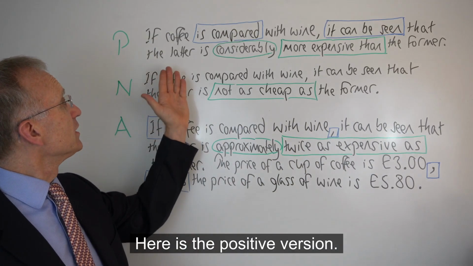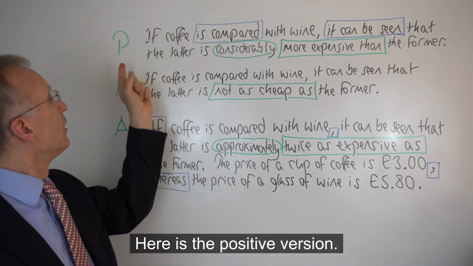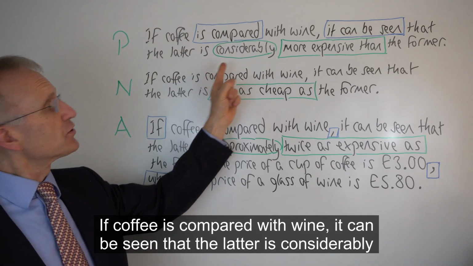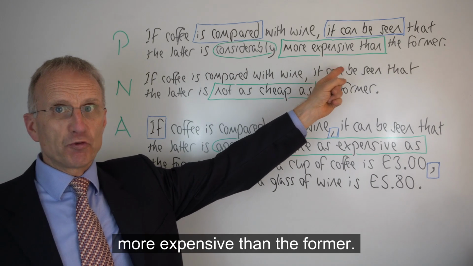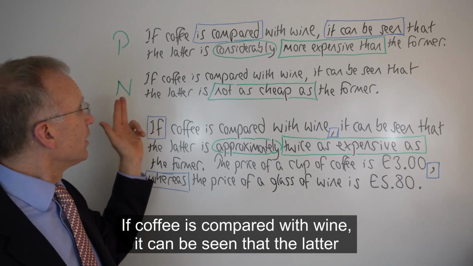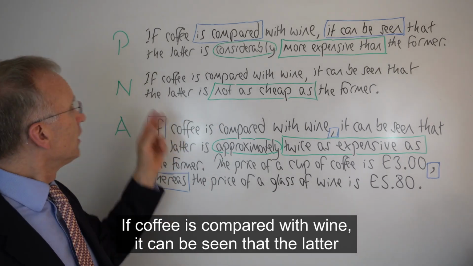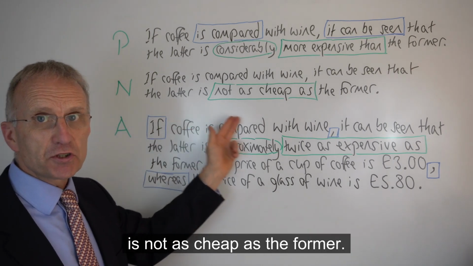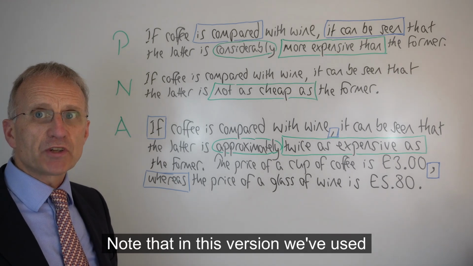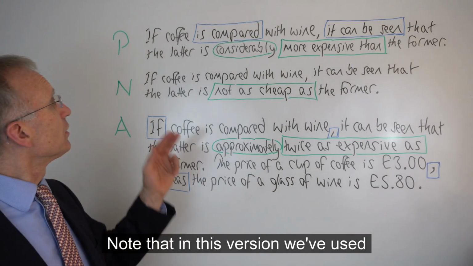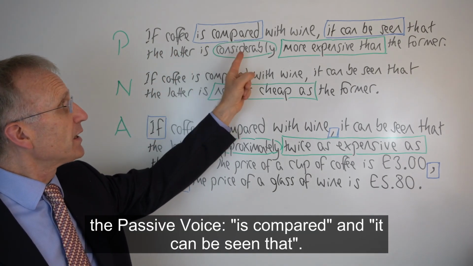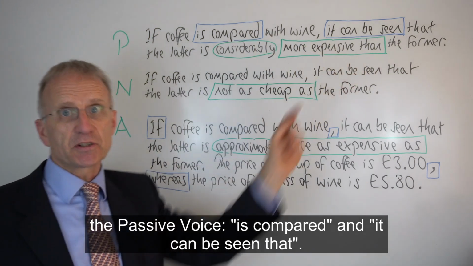Here is the positive version. If coffee is compared with wine, it can be seen that the latter is considerably more expensive than the former. And here is the negative version. If coffee is compared with wine, it can be seen that the latter is not as cheap as the former. Note that in this version we've used the passive voice, is compared, and it can be seen that.